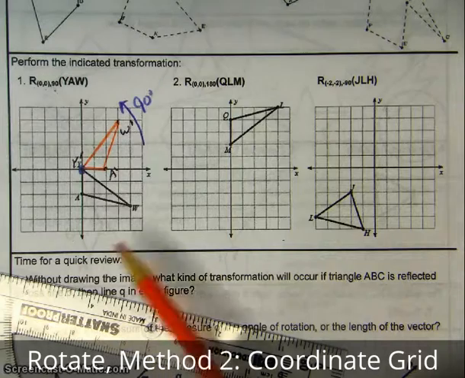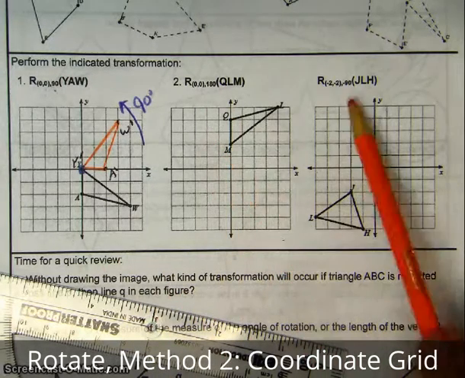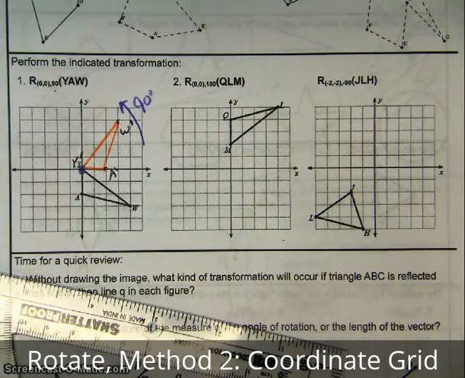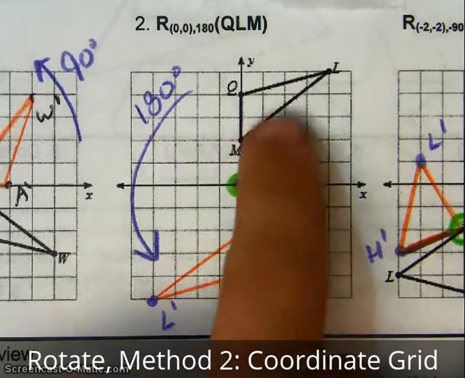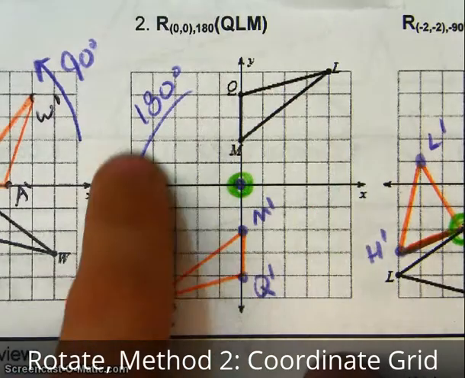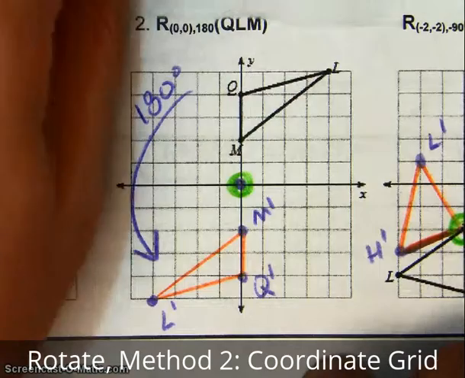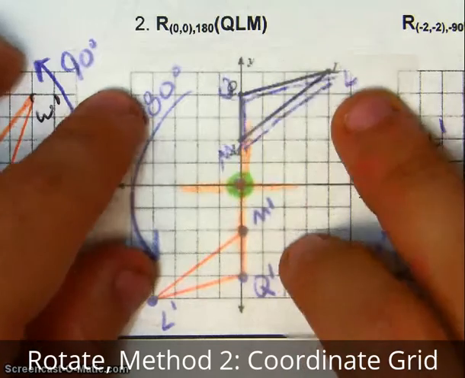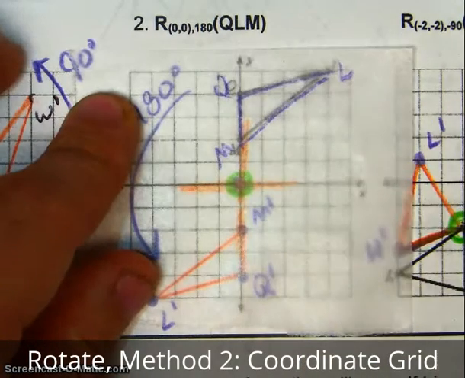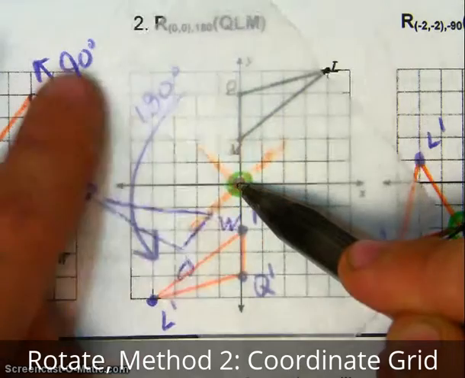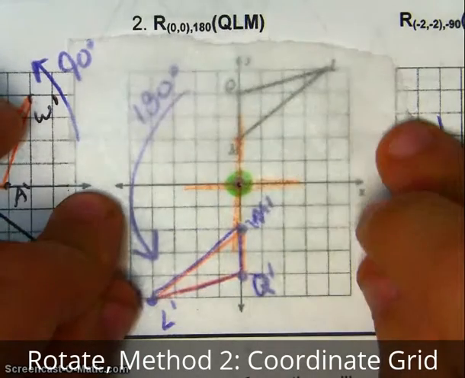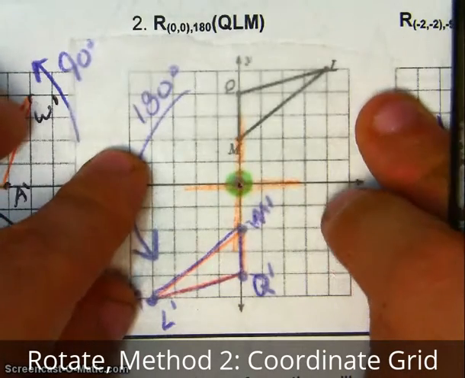Pause the video now and try and perform these next two rotations without me showing you. The answers will be up on the screen in 3, 2, 1. And here's my result. For the first one, my pre-image gets rotated 180 degrees about the origin. Here's what I did with my patty paper. I traced it just like that. I held my pen right in the middle, and I rotated it. It's 90 degrees, and that's 180 degrees, and that is where my image fell, just like that.